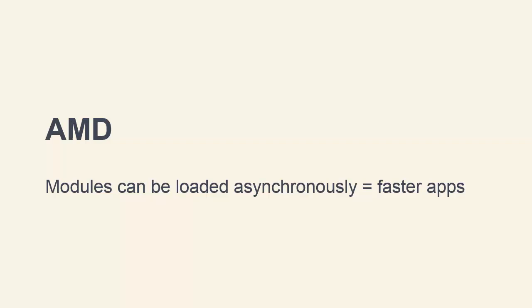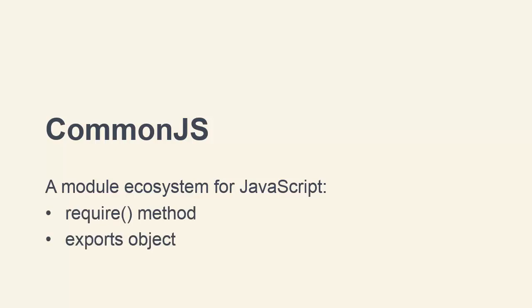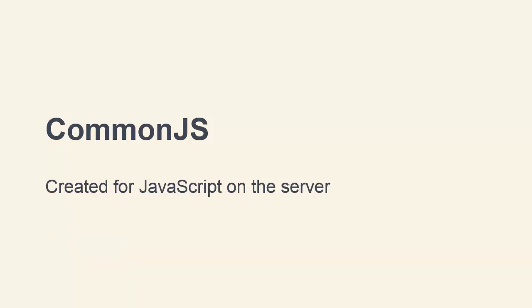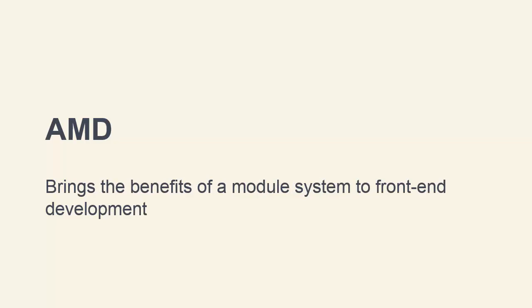As well as AMD, another JavaScript module loader is part of CommonJS, which specifies a module ecosystem for JavaScript. CommonJS came first and brought the require method and exports object to the table. It was created with JavaScript on the server in mind, however, and it doesn't work very well in the browser without additional third-party tools like Browserify. AMD was created directly to work in browsers and bring the benefits of a module specification to front-end development.